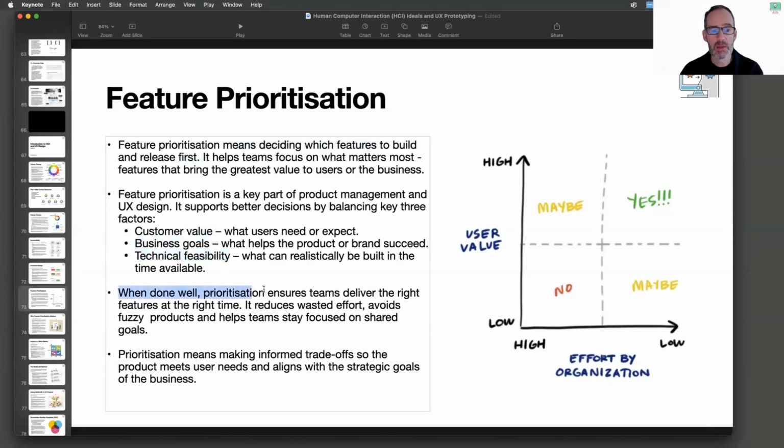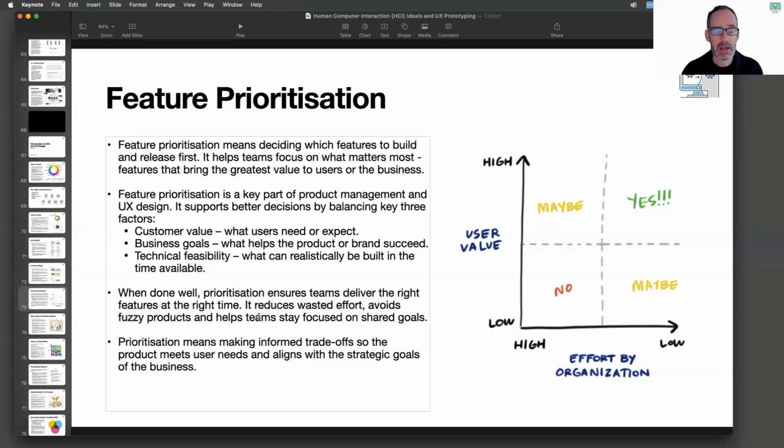So when done right, prioritization can help you ensure that you're delivering the right features at the right time. And it helps to reduce wasted effort. It helps you avoid fuzzy products, and it helps your team to stay focused on shared goals. And there are different techniques that you can use for prioritization that teams involved in UX use. So we're going to look at a few of them now. Do you understand what this word means?